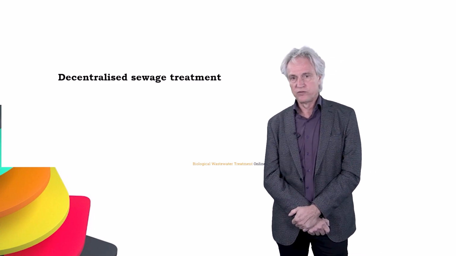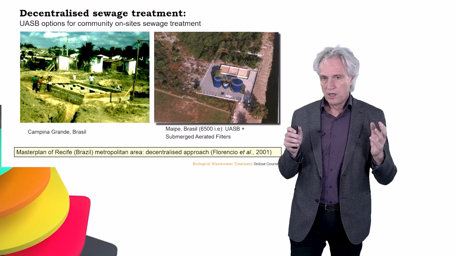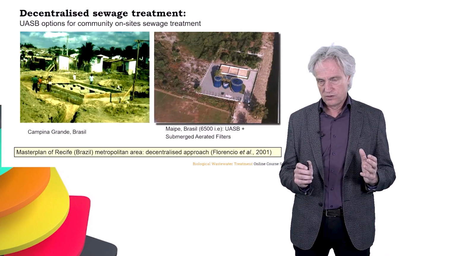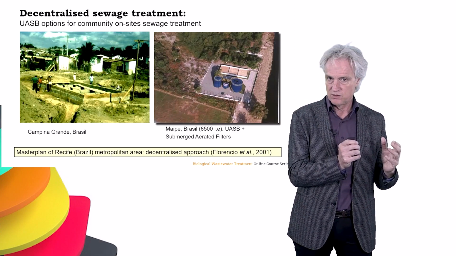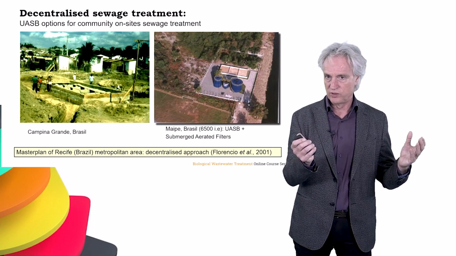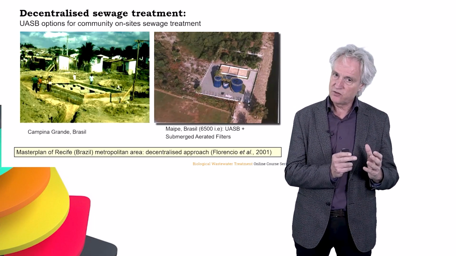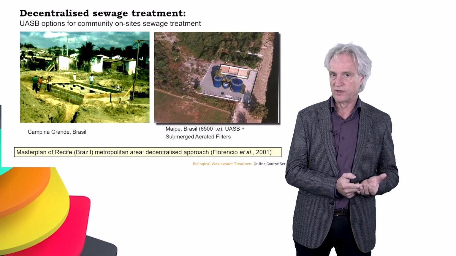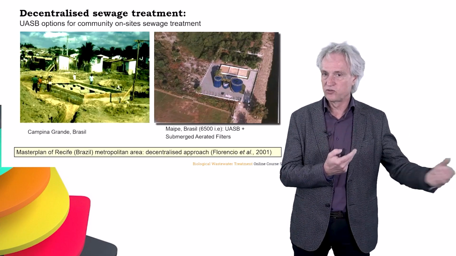Now, some examples of a decentralized sewage treatment plant. Since we do not need mechanical aeration, we can size a treatment plant from very large, what you saw, 50,000 cubic meter volume, to very small. And that means we can use them in a decentralized setup, for instance, in areas that are distant from sewer systems.